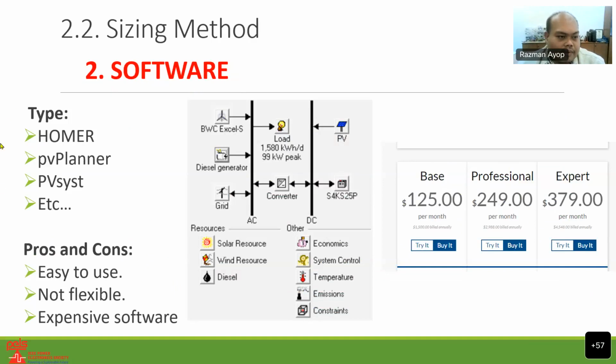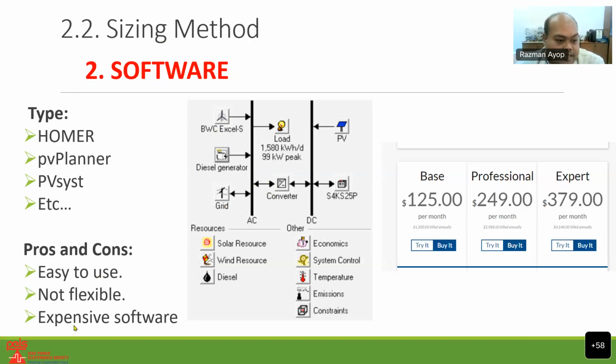So I think some of you already know what software is used for sizing. Usually we hear about Homer, PV Planner and PVCs, and there are a lot more software packages that can be used to size the system. The advantage of the software is that it is easy to use. You can see here, you just put in what types of energy sources are available, and then it will automatically calculate the optimum size for the system.